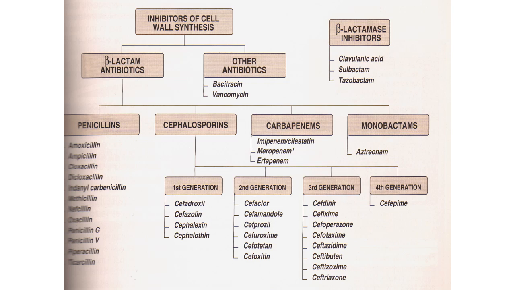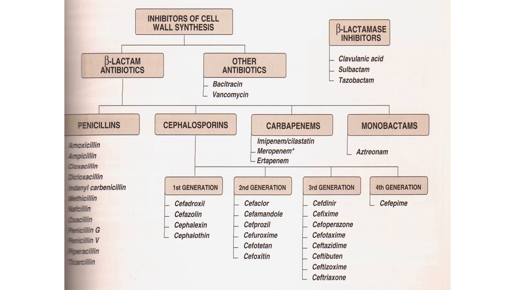The other group of the beta-lactam antibiotics is carbapenems. Carbapenems include three members right now. The first one is imipenem. Imipenem is not used alone, but should be used with cilastatin, and we will explain why. And you have meropenem and ertapenem. The fourth group of beta-lactam antibiotics is monobactam, which includes one antibiotic, aztreonam.